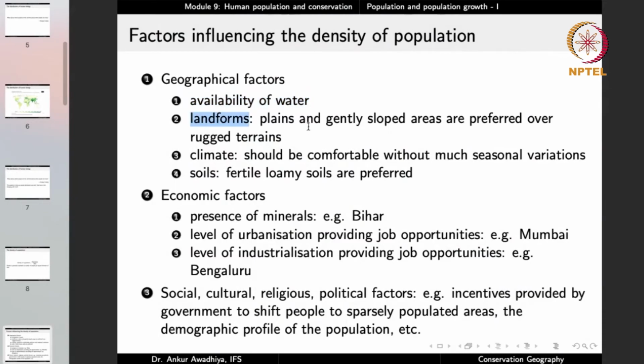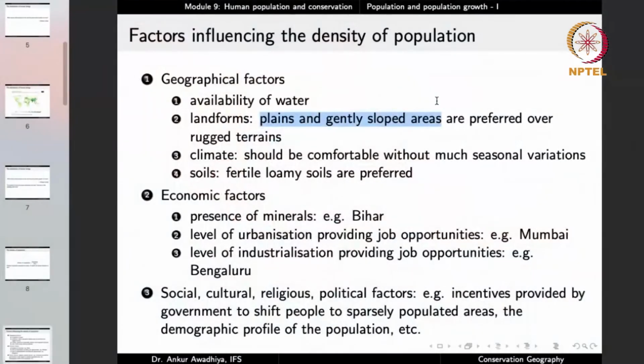Next, we have landforms. Generally, the density of population is greater where we have plains and gently sloped areas. Why? Because it is easy to perform cultivation in these areas, it is easy to move in these areas, transportation is easy and cheap. Versus if an area is a hilly area, a very rugged topography, in those areas it is difficult to move things, it is difficult to move people. And so people do not prefer to live in those areas. So plains and gently sloped areas are generally preferred over rugged terrains.